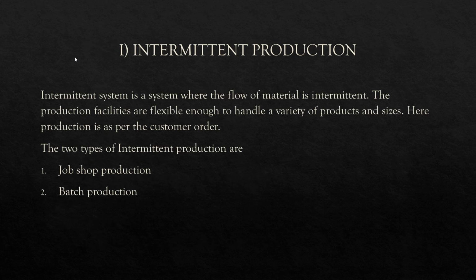We can study, first of all, intermittent production. It's a system where the flow of material is intermittent. The production facilities are flexible enough to handle a variety of products and sizes. Here, the production is as per the customer order, and intermittent production always uses a functional layout, and it involves production of small product. There are two types of intermittent production. First one is job production. Second one is batch production.